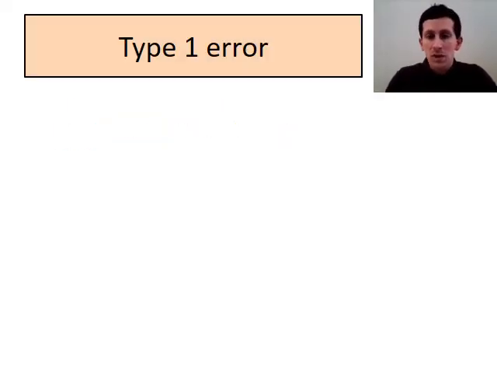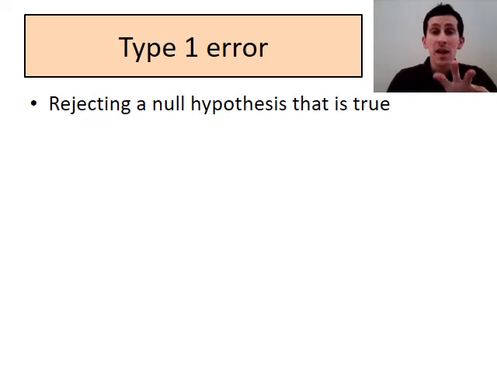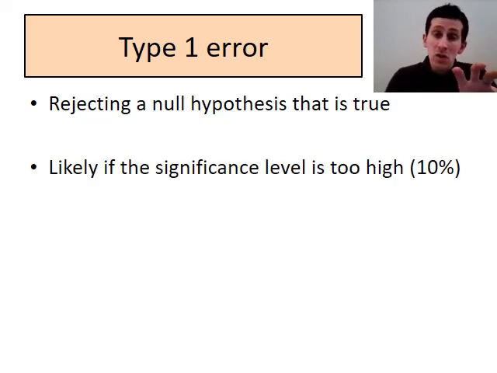So now we move on to type 1 and type 2 errors. This is where it can get a little bit confusing. So type 1 errors. This is where we reject the null hypothesis that is actually true. So remember, type 1 error, we reject the null when it's actually true. So this usually happens when the significance levels are too high. So we're using that P 0.1, 10% down to chance.